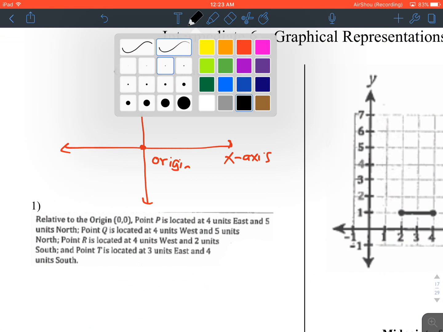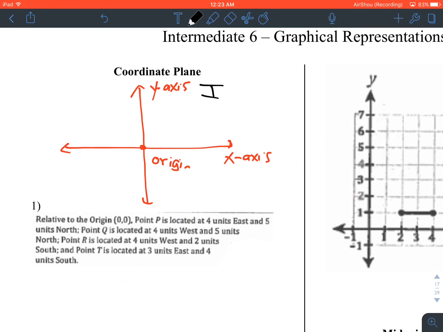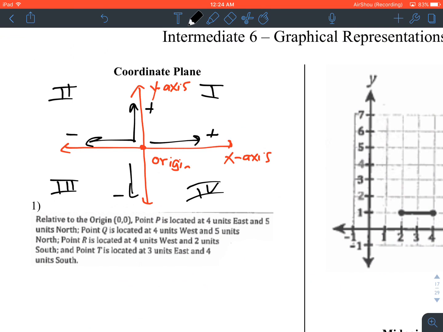It makes up 4 quadrants. Top right is quadrant 1, top left is quadrant 2, bottom left is quadrant 3, and bottom right is quadrant 4. If you go to the right, the x values are positive. If you go to the left, the x values are negative. If you go up, the y values are positive. If you go down, the y values are negative. All important things.